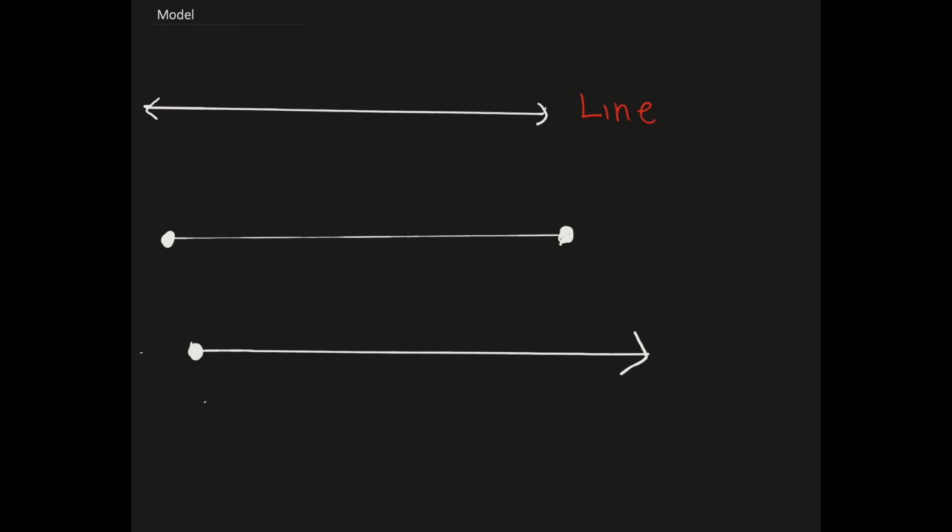And then the second one has 2 endpoints. It looks like there are 2 points, and there are no arrows, so does that mean it doesn't go on forever? It doesn't. This one is called a line segment. And this one has 1 endpoint, but the other side has an arrow. So what does that mean? Let's talk about that. This one is called a ray. So these are what all of them are called.